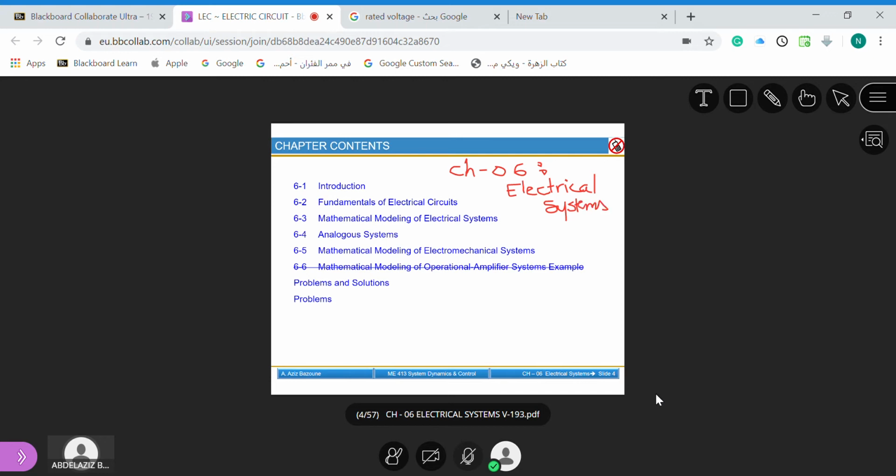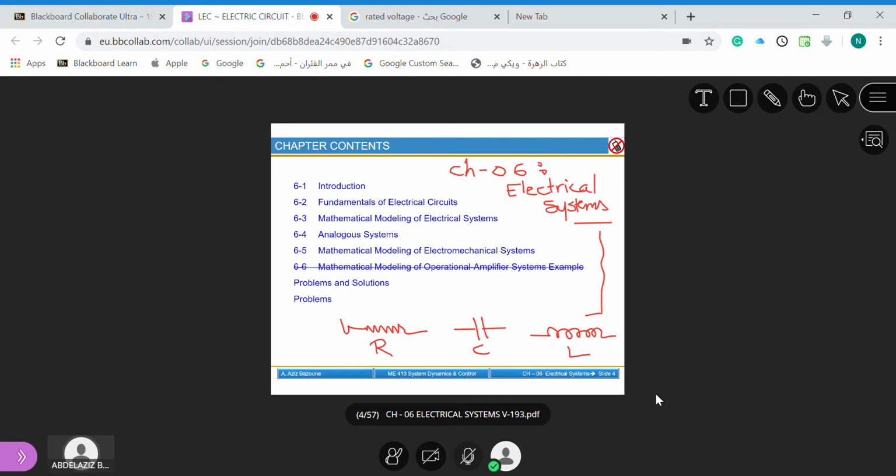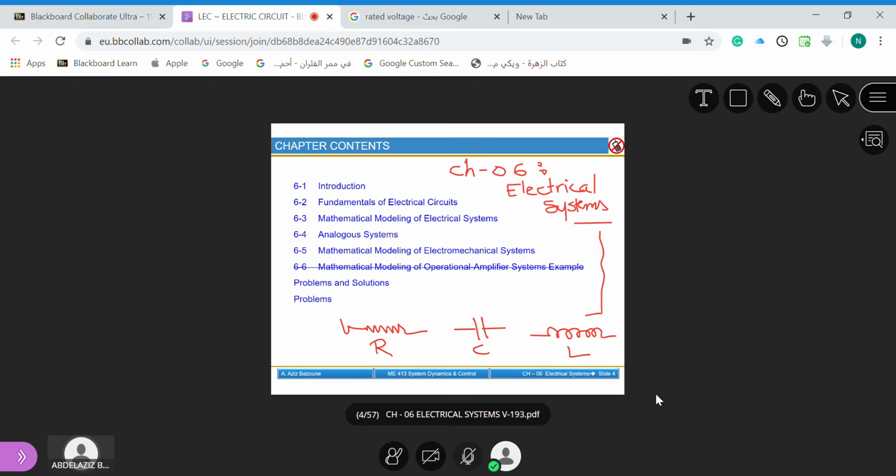First of all, we define the elements. What are the elements in an electrical system? I am sure that all of you know the elements are the resistor, the capacitor, and the inductor. These are the elements. And we will see the laws that we are going to use to find the mathematical modeling for an electrical system.